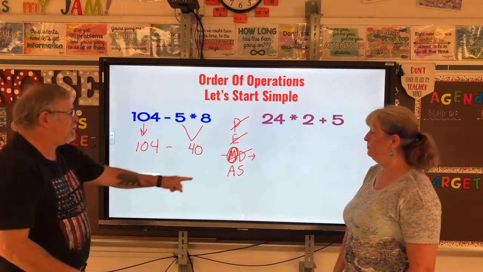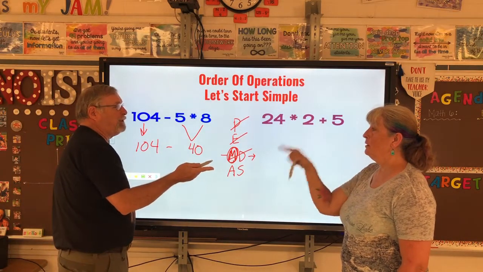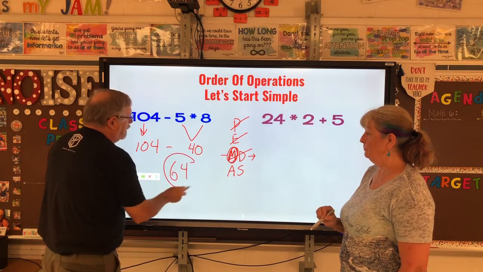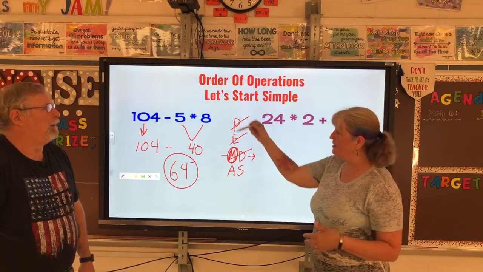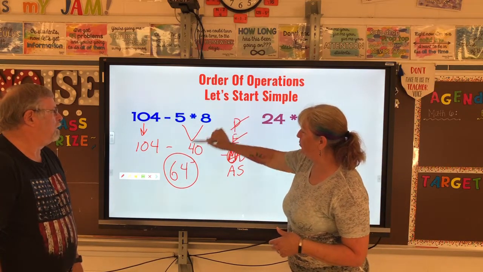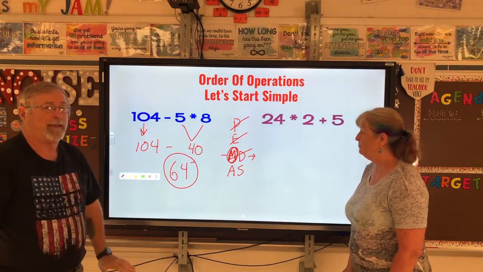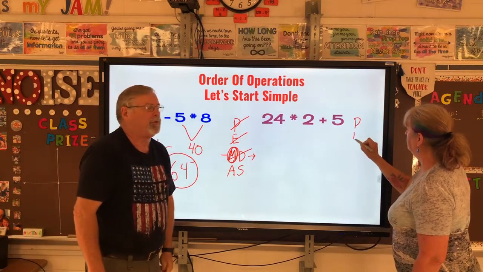Now it's just doing the subtraction. So 104 minus 40 is going to be? 64. 64, and I like it when you circle your answer. Me too. You don't have to have any equal signs because each line below it equals the one above it. But it's nice to show what you did to get to your answer. So this is called showing your work, and we really want you to show your work.